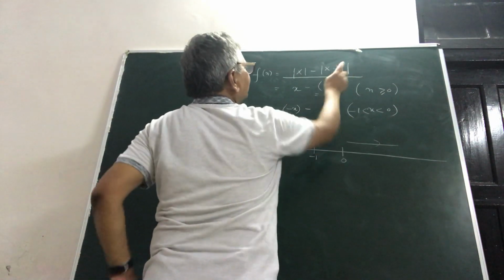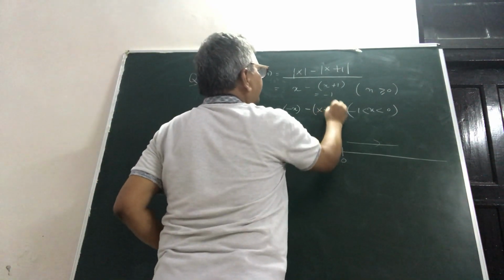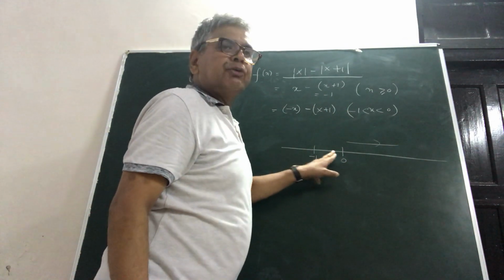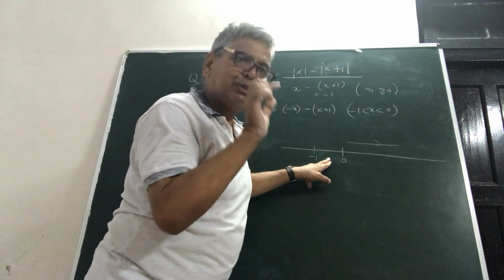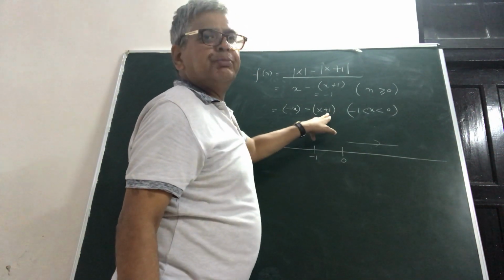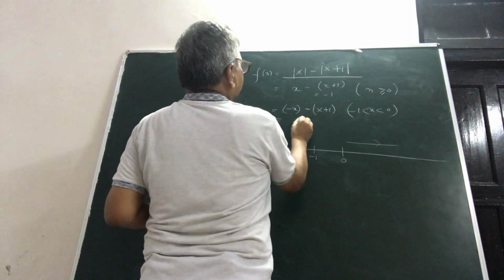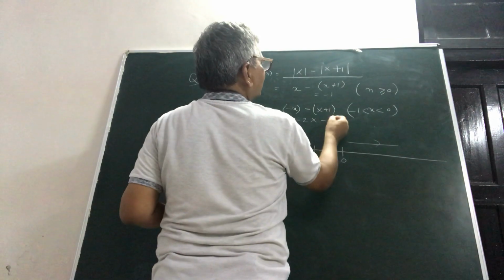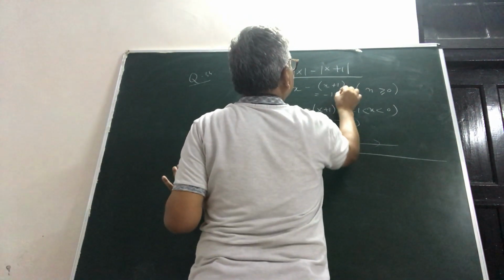And this |x + 1|, how will I replace it? By x + 1 only, because x + 1 will be positive. x is negative, but it is plus 1, and of course its absolute value will be less than 1. So this thing will be positive because of the plus 1. So you can write like this: this whole thing, -x - (x + 1), will become -2x - 1. So for this interval, this is your equation 2, this is your equation 1.